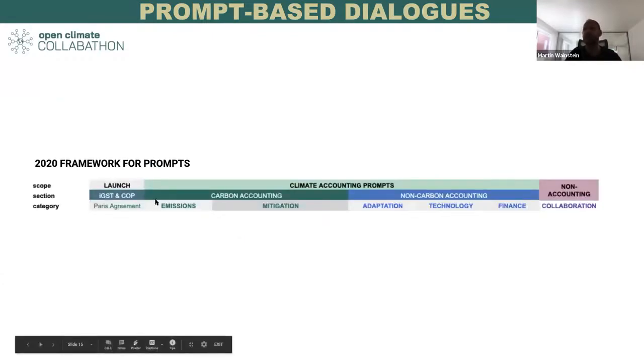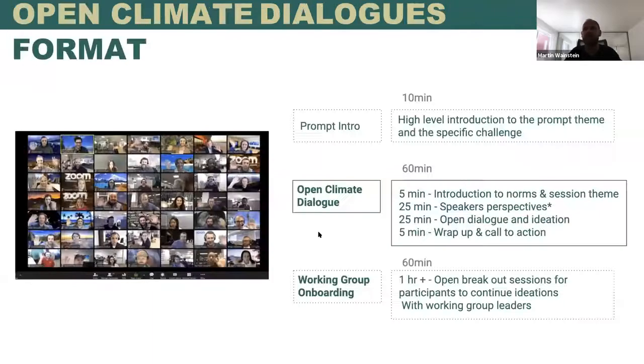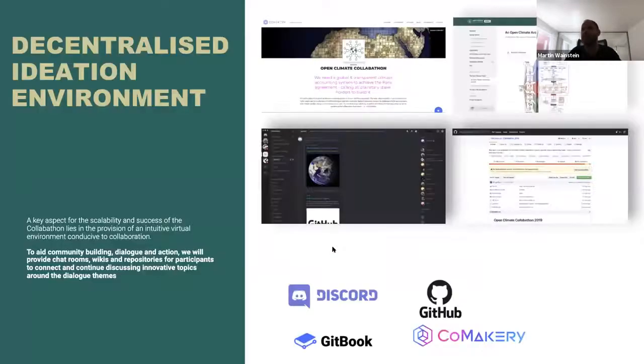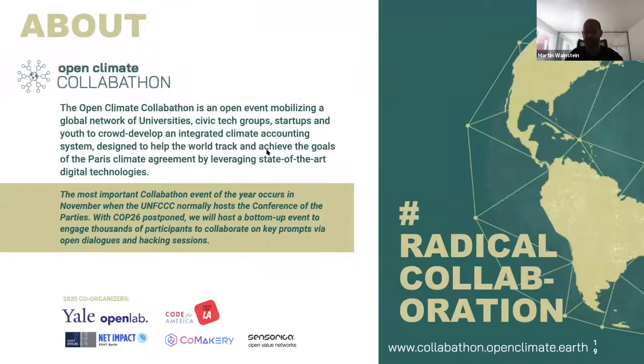This is a bit of the framework. It's climate accounting. The non-accounting format is obviously collaboration, but carbon accounting is a part of it, obviously emission mitigation, but then it's extremely important to work on non-carbon accounting like adaptation, technology, and finance. This is essentially the format of how we plan to run it. We have multiple different environments for collaboration that we've already set up and a lot of different tiers for partnership.